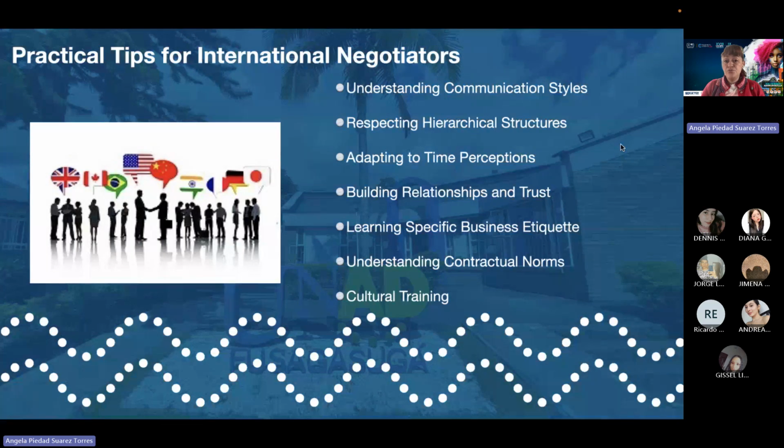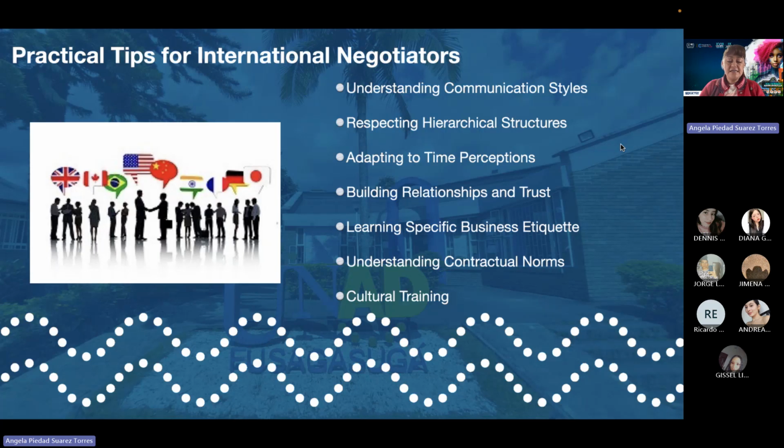The second one talks about respecting hierarchical structures. Sometimes for some cultures, hierarchy is very important. Learn about the role of hierarchy and authority in the other culture. In some cultures, decisions are made by senior leaders and require formal respect and deference, while others use consensus-based decision-making. Knowing who the key decision makers are and how to address them is crucial.